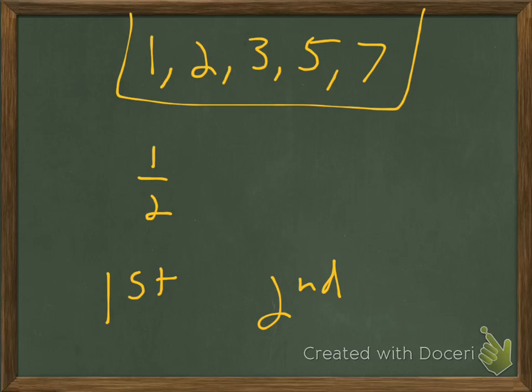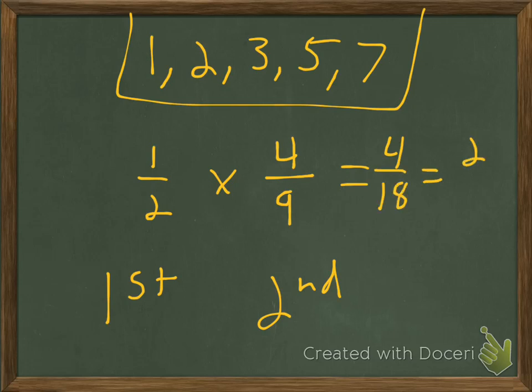Now on our second draw, how many prime numbers do we have now? 4. We drew 1 of them out. And how many cards are left in the stack? 9. Alright. We're going to multiply those together. You get 4 over 18, or 2 over 9. Questions on that one? Make sure you know what a prime number is. It's pretty simple.